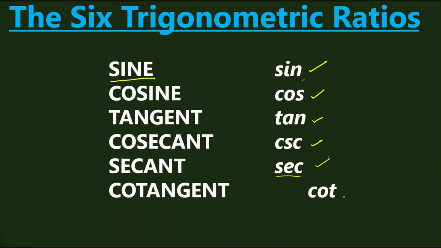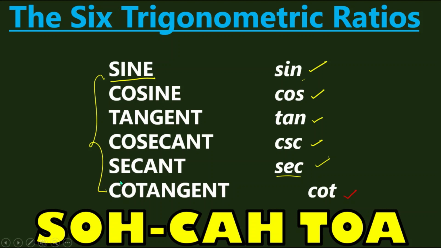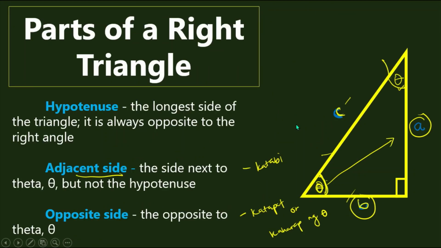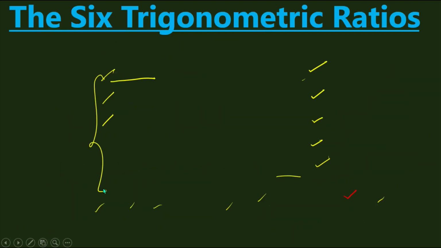Cotangent is represented as COT or cot. Okay, so from all those six trigonometric ratios, we have a shortcut for solving right triangles, that is SOHCAHTOA. The SOHCAHTOA comes from sine, cosine, tangent, and the O, H, and A come from hypotenuse, opposite, and adjacent side, from the parts of a right triangle. The hypotenuse as H, A as the adjacent, and opposite as O.